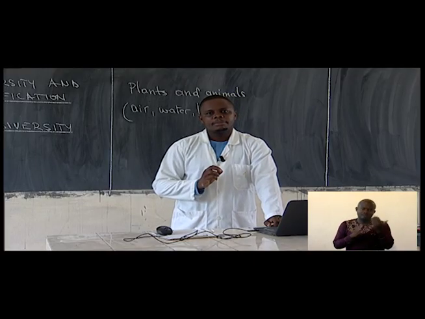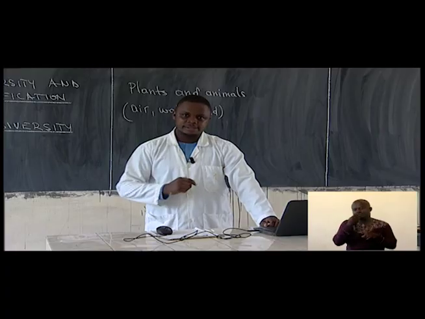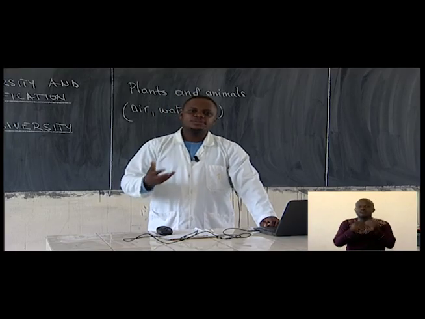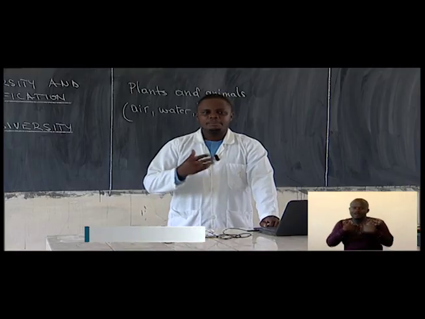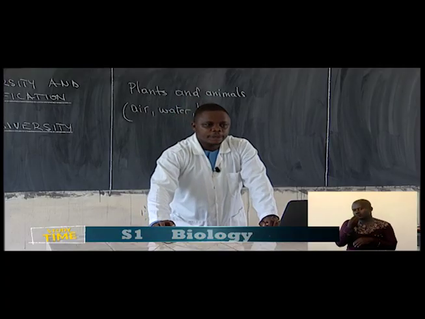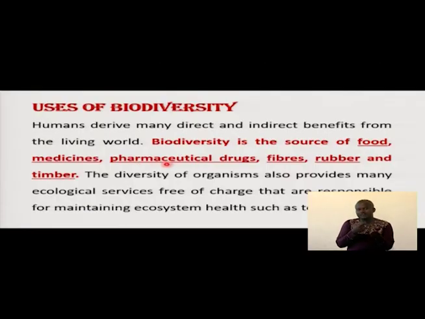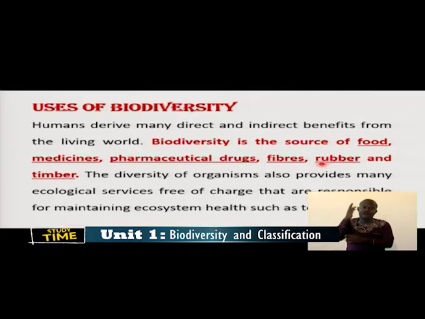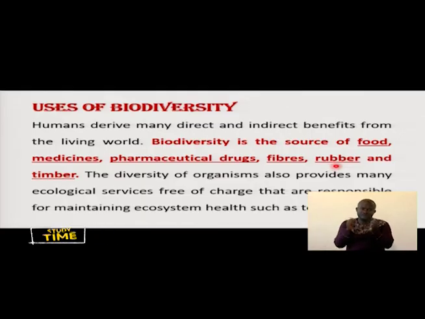Some animals get food from plants, and some animals get food from other animals, meaning biodiversity can be used as the source of food, the source of medicine, the source of pharmaceutical drugs, the source of fiber, the source of rubber. Remember, rubber can come from different trees, and this rubber is a polymer, a large substance which can be produced by different plants. We can use rubber to make gloves.